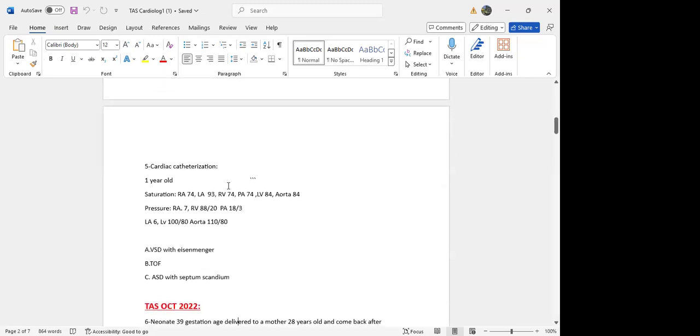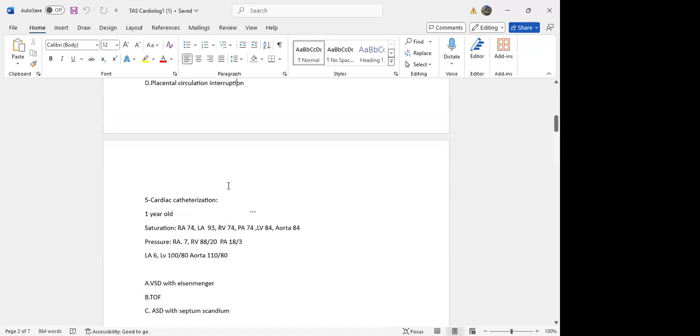Again, this is a cardiac catheterization question. Then who is going to attempt this question? Who is going to attempt? Okay, me. Aorta saturation is 84, so it's a cyanotic heart disease, and right atrium 74, right ventricle 74, PA 74, all normal. Then left atrium 84, and 93, and left ventricle 84.